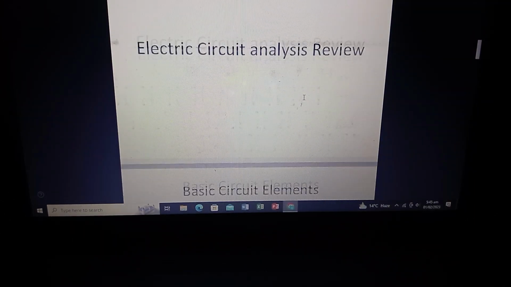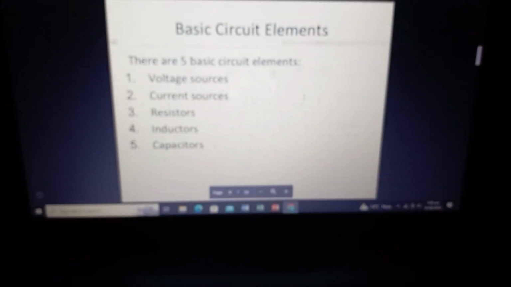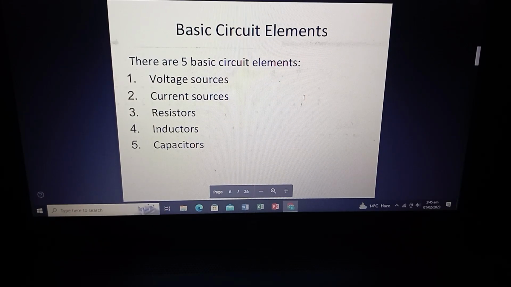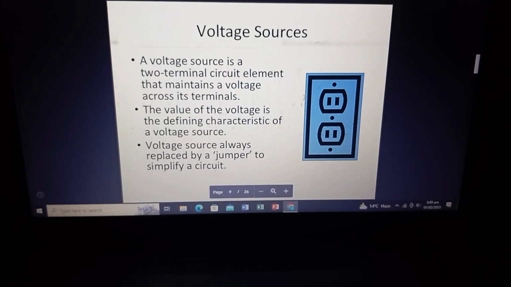We have a review of this course today. First of all, we are going to discuss the five basic circuit elements. The five basic circuit elements are voltage sources, current sources, resistors, inductors, and capacitors. We are going to study these five elements briefly.